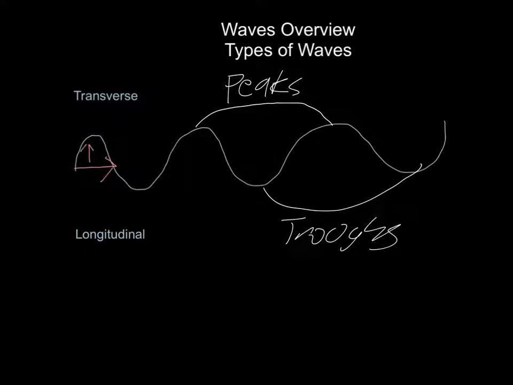And remember, in order to get the wavelength of this wave, we have to either go peak to peak or trough to trough. We use this lambda symbol to talk about the wavelength.